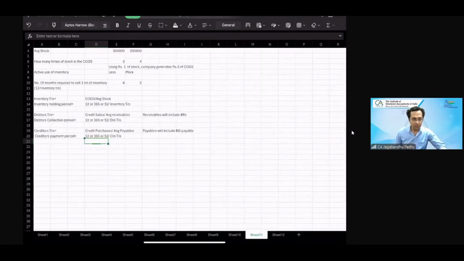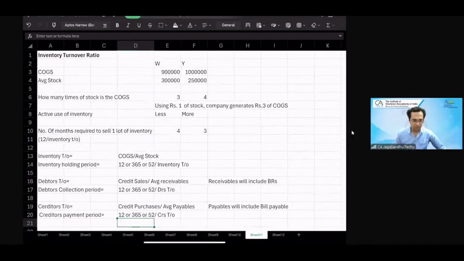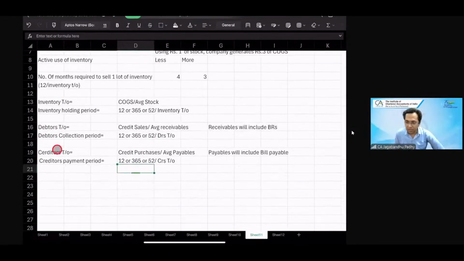Okay. Then some of the really interesting turnover ratios were inventory turnover ratio, debtors turnover, and creditors turnover. Inventory turnover was simply COGS upon average stock. Now debtors, I cannot use COGS. So debtors has to be connected with credit sales. And therefore we had credit sales upon average receivables. Creditors turnover is credit purchases upon average payables.